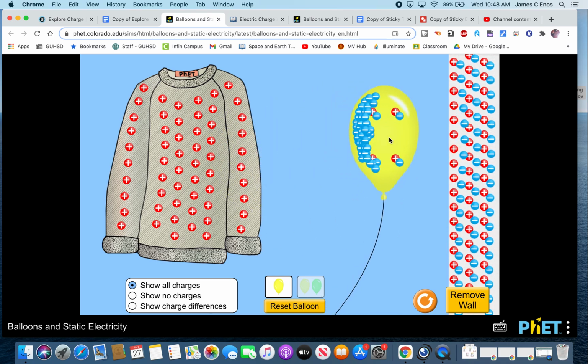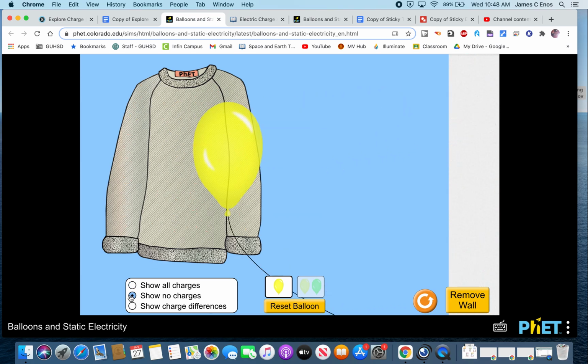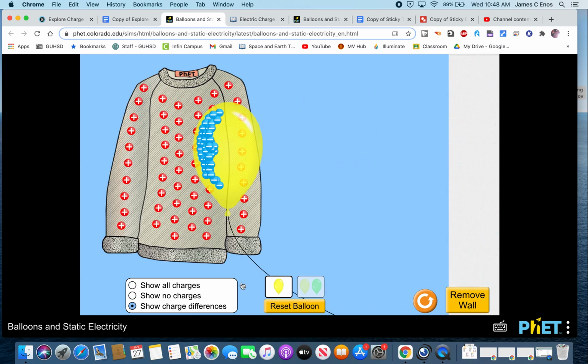What I see happening is a charge distribution. So I can show no charges or show just the charge difference.